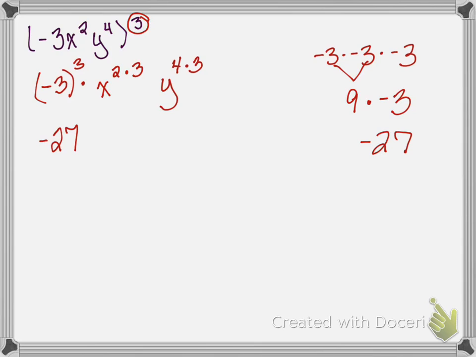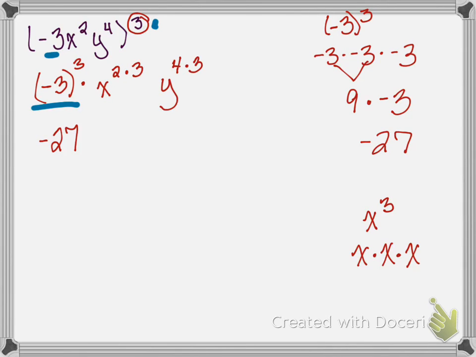Okay, so you see this 3 right here, and you see this 3. So what that means is negative 3 to the third power. Negative 3 to the third power means negative 3 times itself 3 times. That's where I got it. Because if I had x to the third, that would be x times itself 3 times. Does that help? Good question.